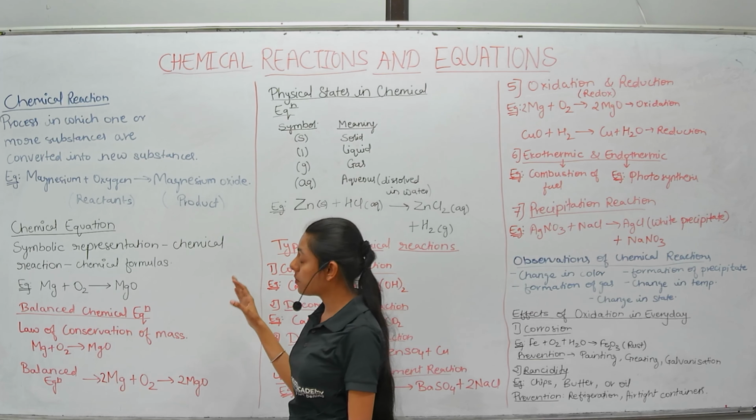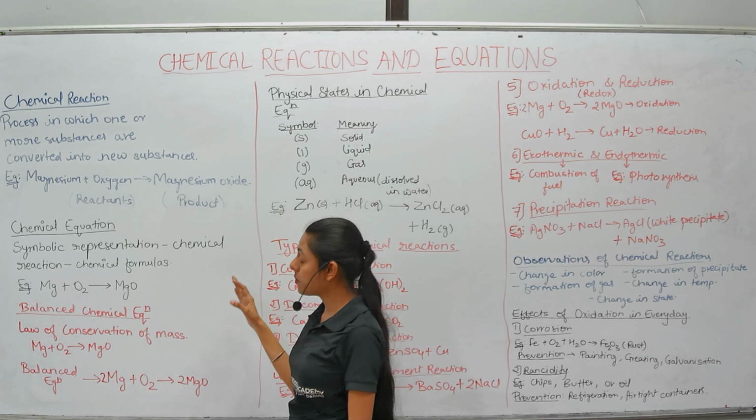Here the more reactive substance will replace the less reactive substance or chemical. For example, zinc plus copper sulfate are the reactants and the products are zinc sulfate plus copper. So here in copper sulfate, copper is replaced by zinc, which is a more reactive metal. Okay, then there is double displacement.